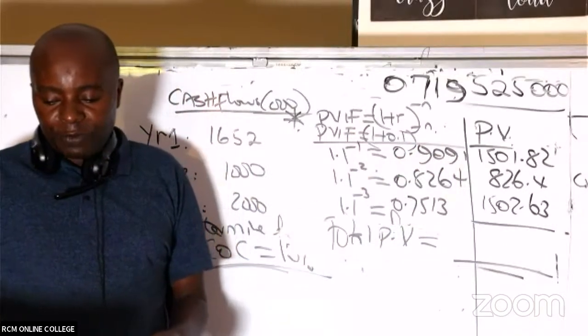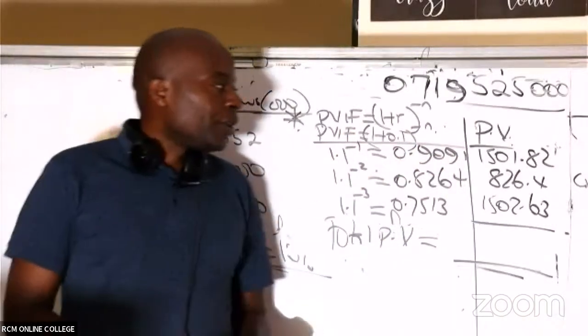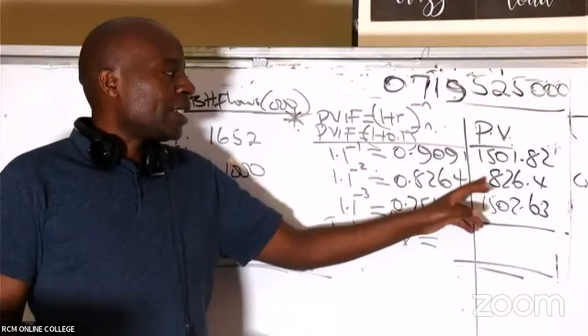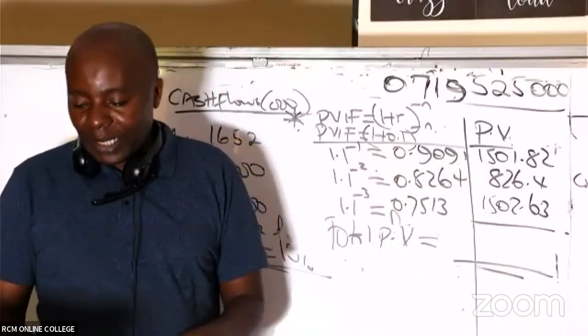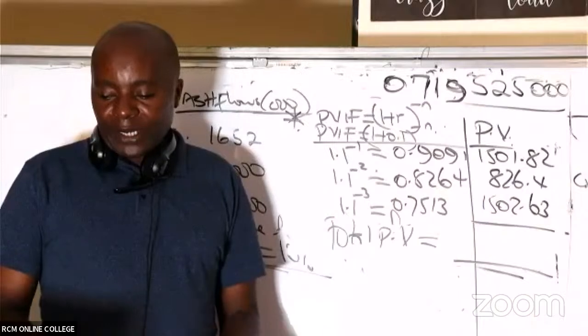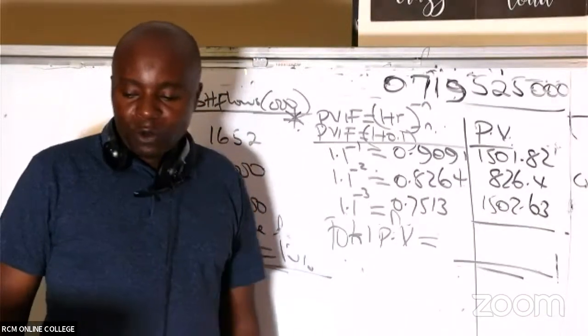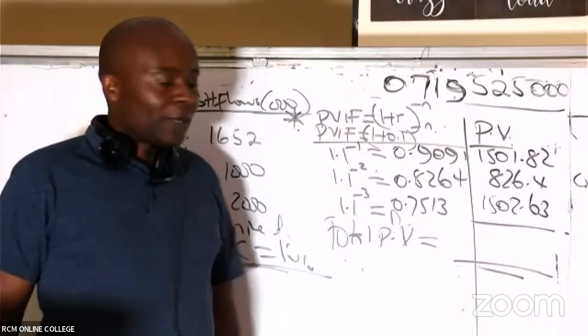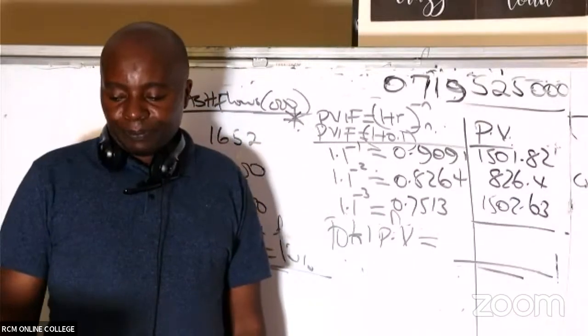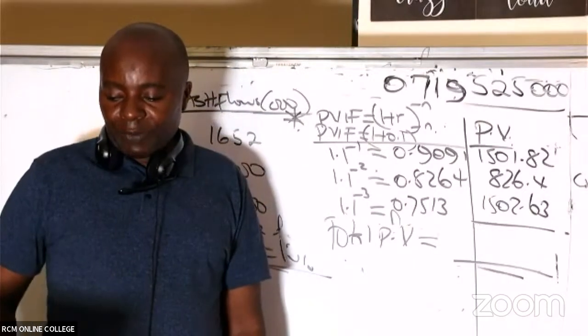So the total present value, I'm waiting for a good Martin to come and give me this plus this plus this. Give me a number, I write it down. Total present value. Like most of you do not have calculators.